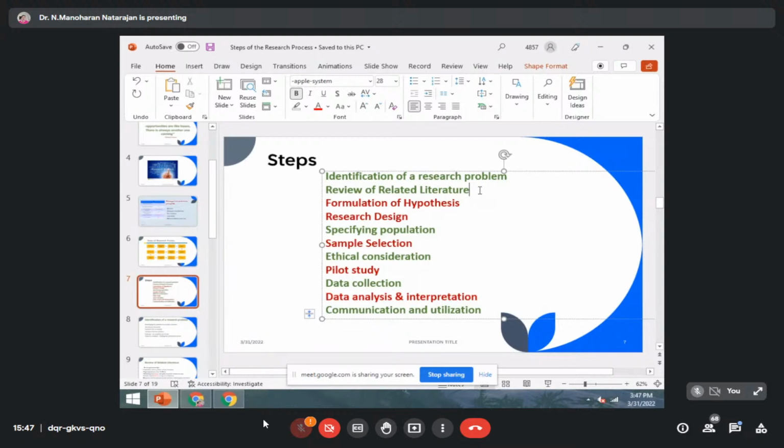Next, the last one is data analysis and interpretation. This is a method where we are going to process. How the data is going to be processed, examined, or evaluated.